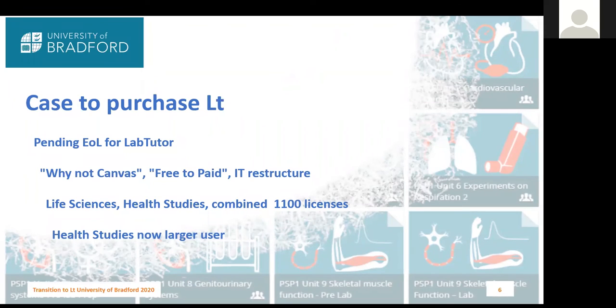So we were nice and stable, we were ready to change, so we started on the case to purchase LT. Quite a long, drawn-out process. We were really prompted to make this start because it was getting fairly evident that Lab Tutor was coming to its end of life.